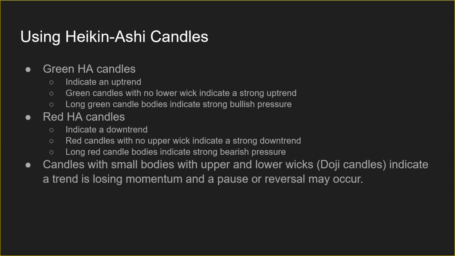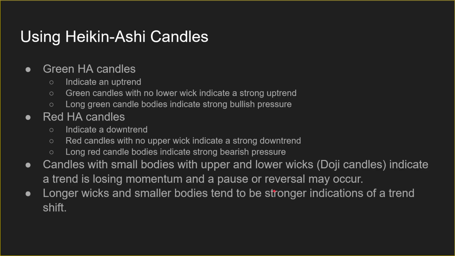Now, candles with small bodies with upper and lower wicks are commonly referred to as doji candles. These indicate a trend is losing momentum and a pause or a reversal may occur. We'll take a look at an image of that in a second. Longer wicks and smaller bodies tend to be stronger indications of a trend shift. So what we're looking for in both of these examples is longer wicks above and below and a very small or narrow body.